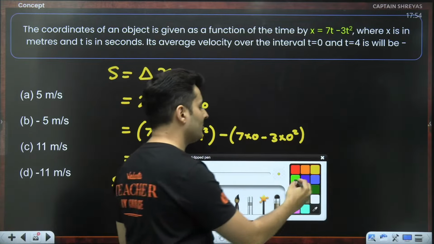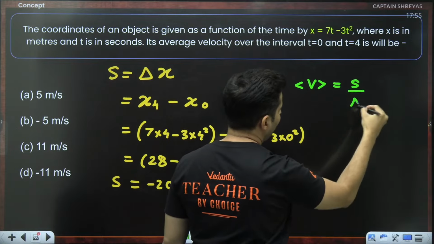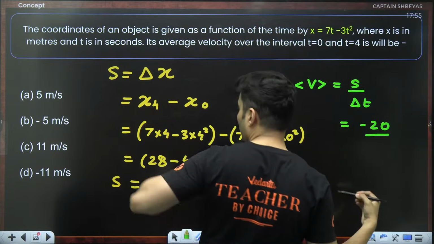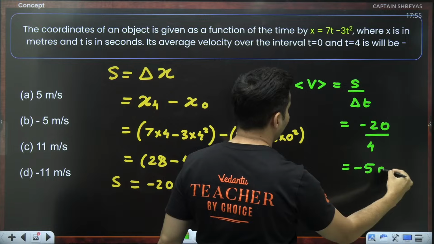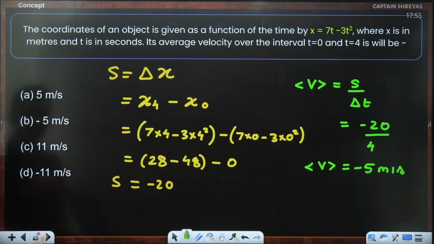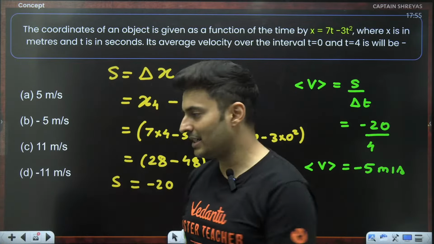But we don't have to find displacement. We have to find average velocity, which is displacement by the time interval. Displacement is negative 20, and the time interval is 4 seconds. So it will be minus 5 meters per second is the average velocity, which is B, the correct answer.